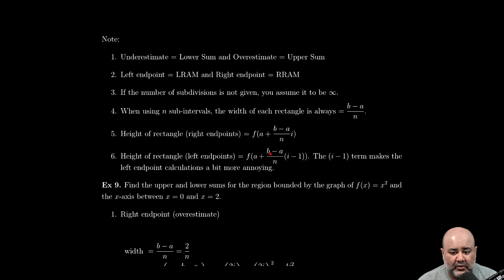Now, here are two formulas that we talked about in class, but I didn't really write them out in exactly this way. The height of the rectangle, the height of each of those subdivisions, if you're using right endpoints, is given by f of a, the left endpoint, plus b minus a over n. So you can think of this as your delta x times i. So let's say we have x squared plus 1, and then we're looking at the interval from 1 to 2 with four subintervals.